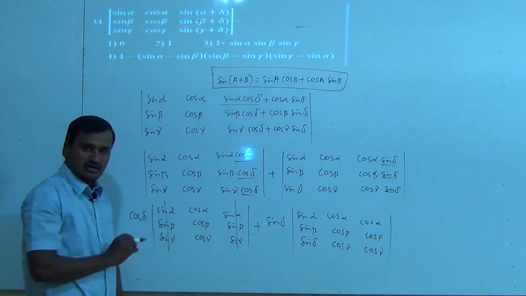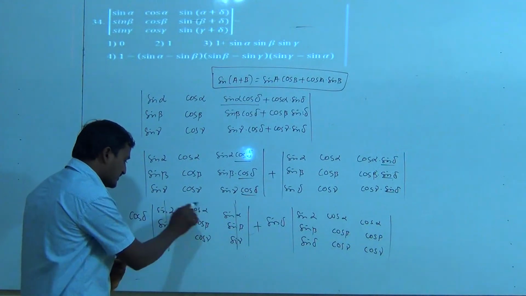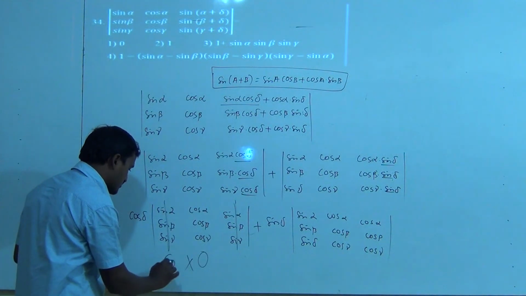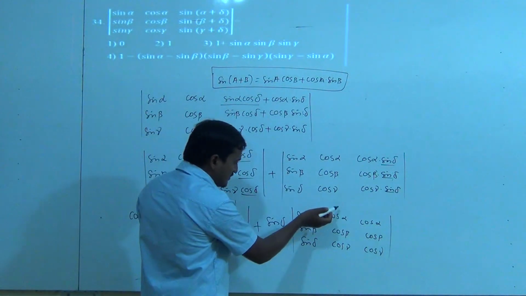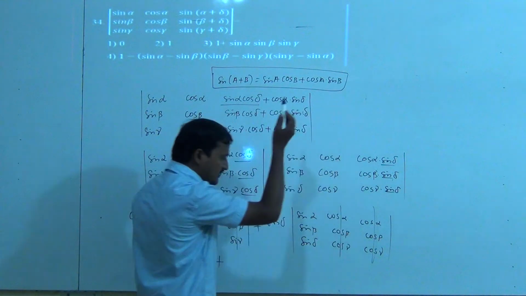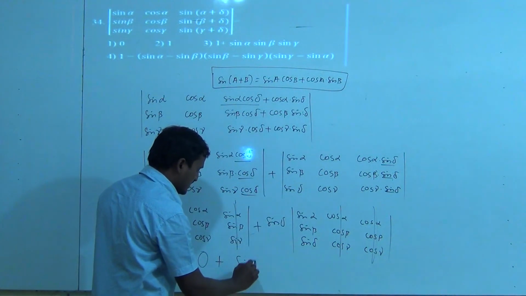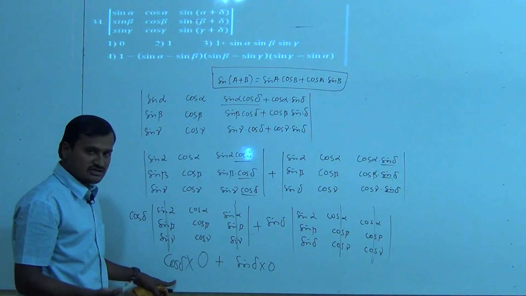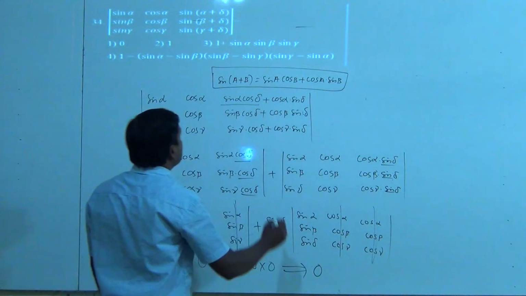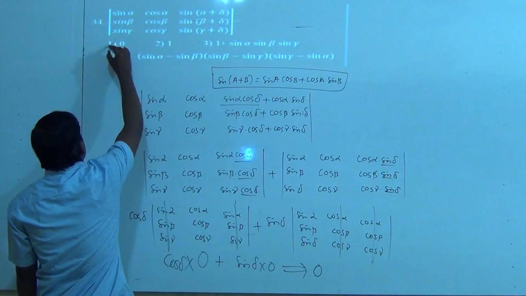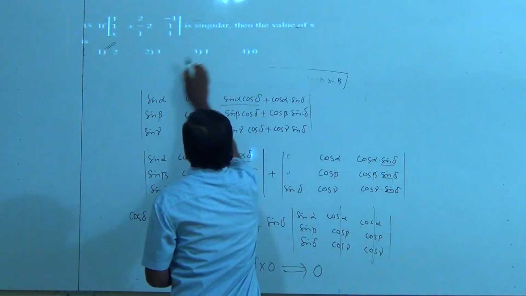If two rows or columns are identical, then the value of the determinant becomes 0. So clearly this determinant becomes 0 into cos delta, plus. Here you should observe the second column is identical with the third column, so again its value becomes 0, sin delta into 0. 0 into this term is 0, 0 into this term is 0, so therefore your answer is 0. Which option is the right one? Clearly the first option is the right one. Okay, we'll go for the next question.